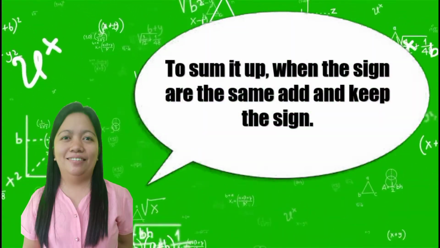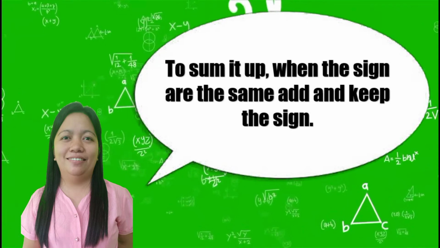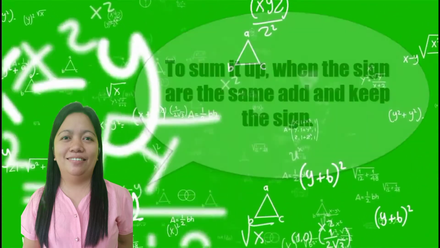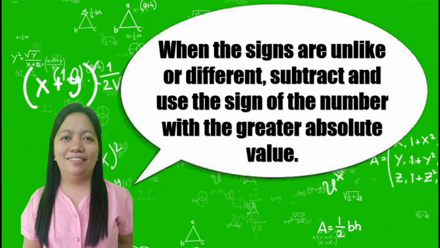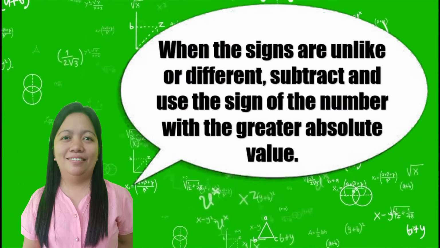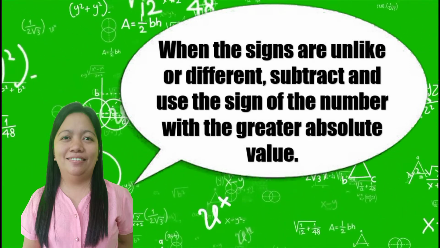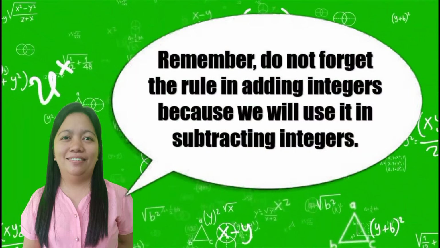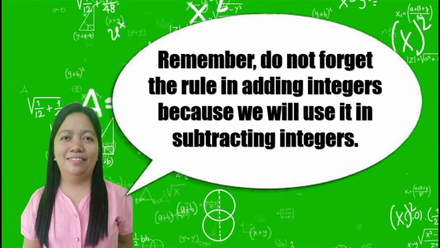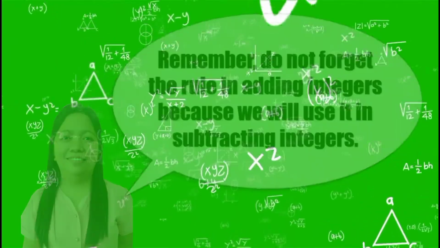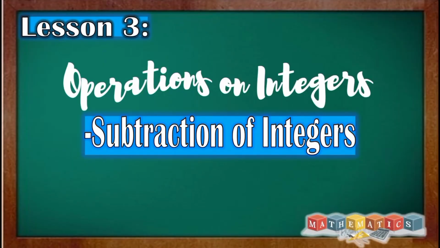To sum it up, when the signs are the same, add and keep the sign. When the signs are unlike or different, subtract and use the sign of the number with the greater absolute value. Remember, do not forget the rule in adding integers because we will use it in subtracting integers. We are done with the addition of integers.